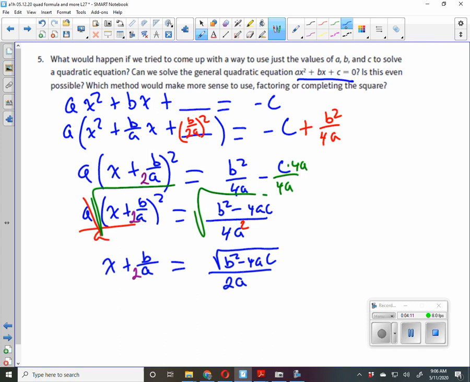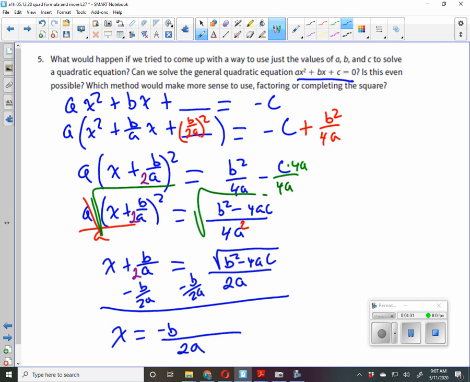Let's go ahead and subtract b over 2a from both sides. Nicely, notice that I have a common denominator already. Therefore, x is equal to my common denominator of 2a, negative b, plus or minus the square root of b squared minus 4ac, and you've got your quadratic formula. Pretty cool. Not that you have to derive that, but I think you ought to know where it came from.